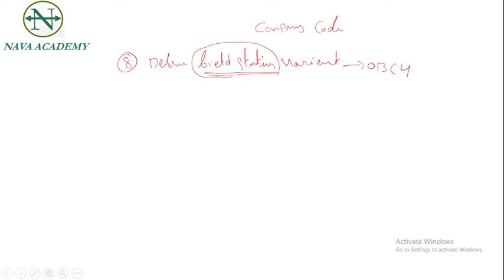After creation of the field status variant, you assign this field status variant to the company code. We assign this field status variant to the company code. T code OBC5.